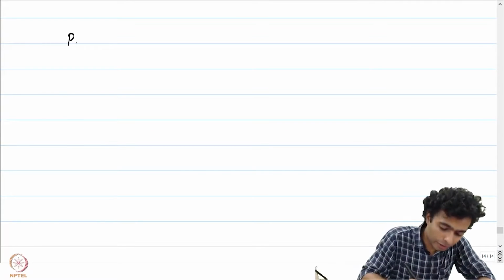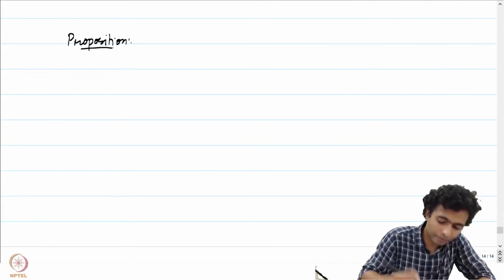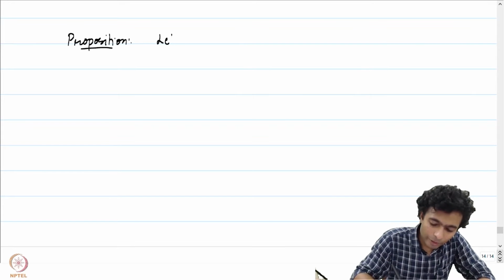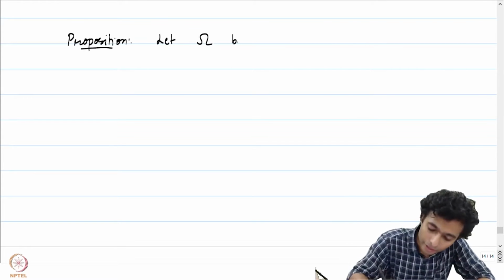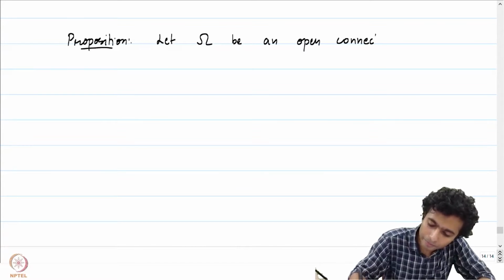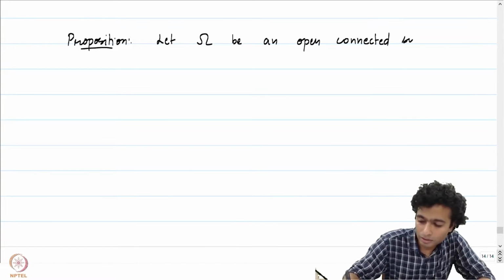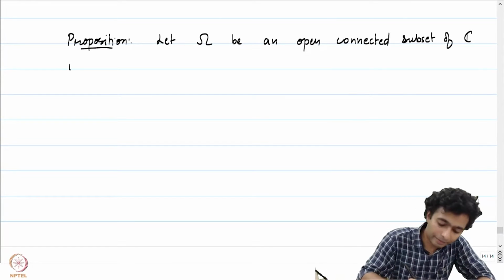Let me state the proposition. We will see how this is going to be used while we prove Picard's theorem. So let's start with a domain omega which is open, connected, and simply connected. Let omega be an open connected subset of C which is simply connected.